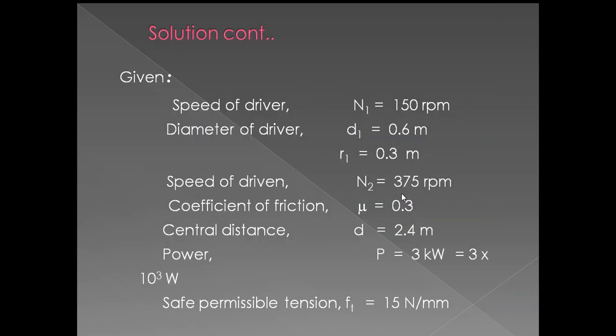N1 is equal to 150 rpm. D1 is 0.6 meters, so R1 is equal to 0.3 meters. N2 is equal to 375 rpm. Mu is 0.3. D is equal to 2.4 meters. P equal to 3 kilowatt, that is 3 into 10 to the power of 3 watts. Safe permissible tension Ft equal to 15 Newton per mm width of the belt.